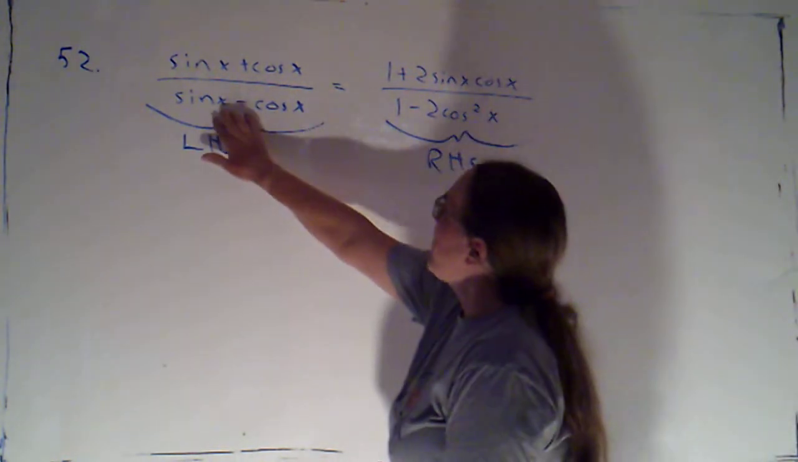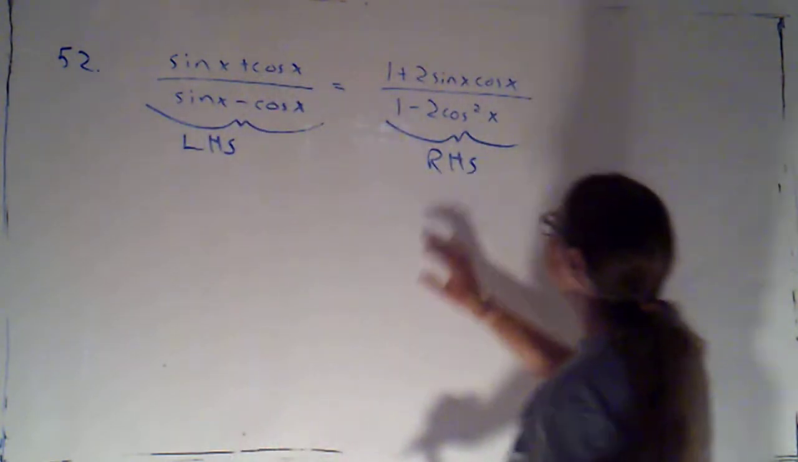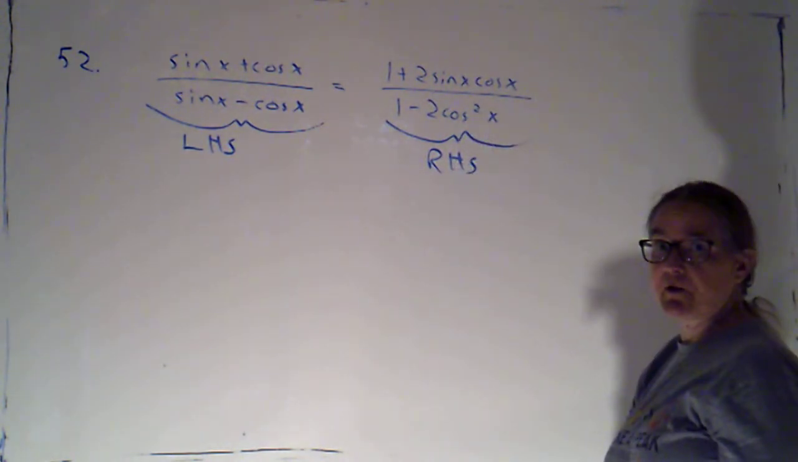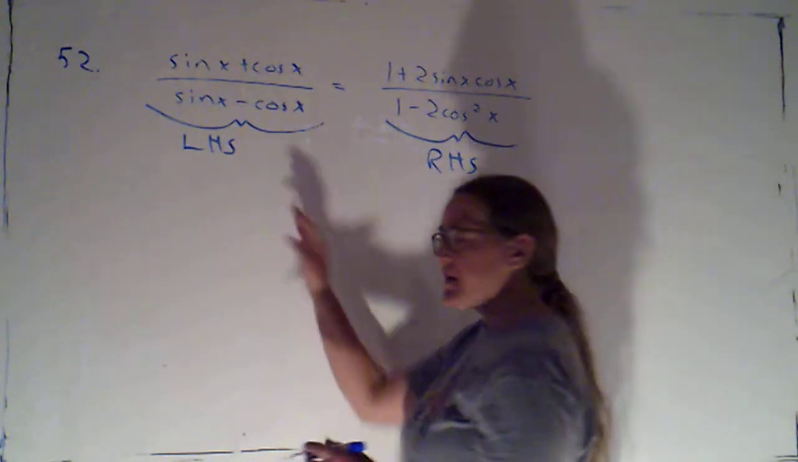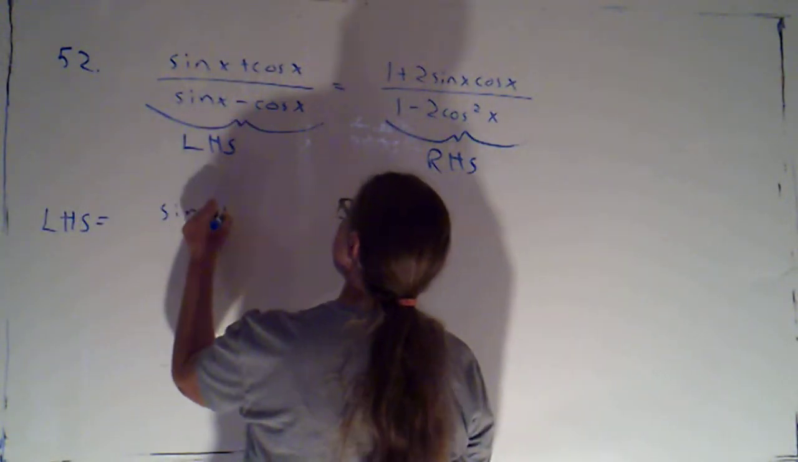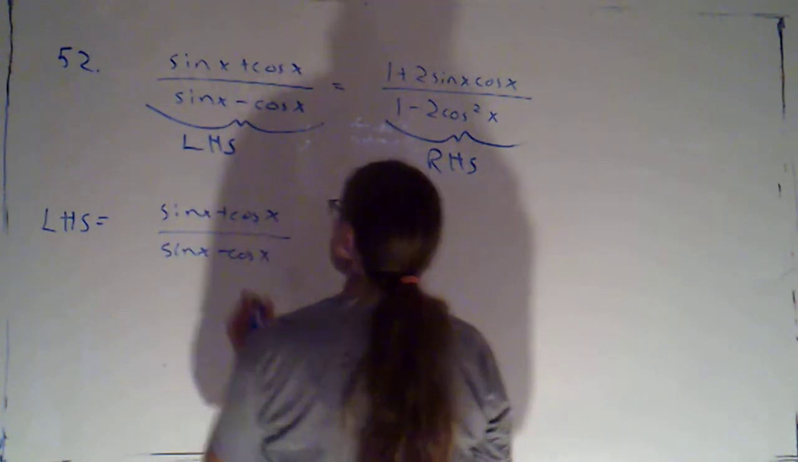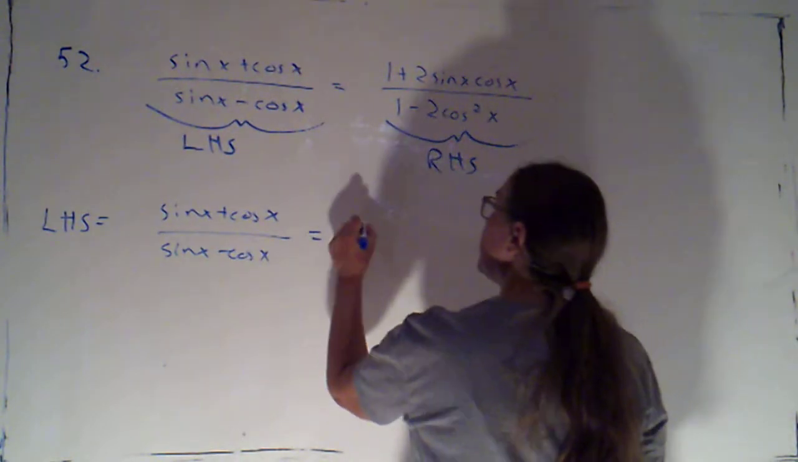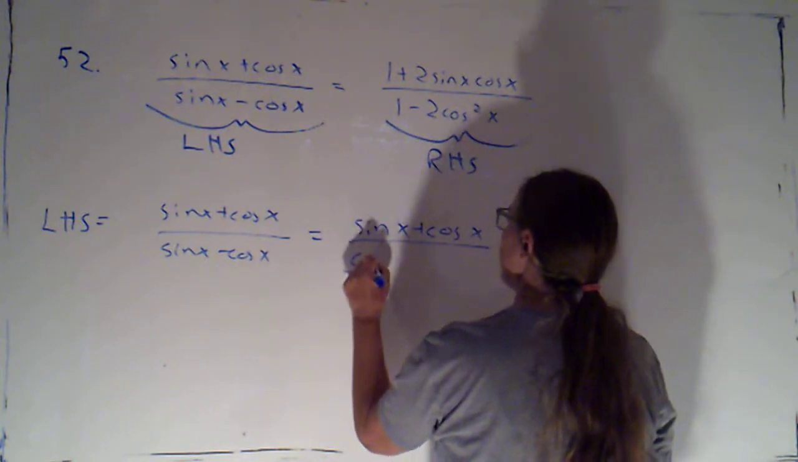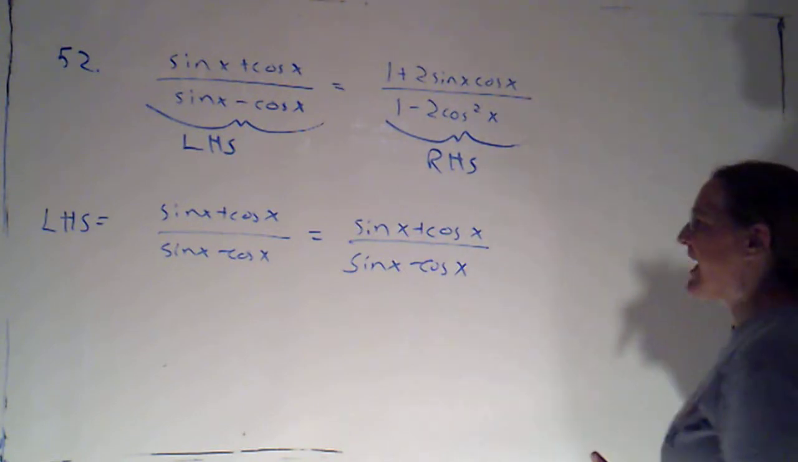I'm seeing here on the bottom, I've got sine x minus cosine x, nothing squared. Here, in this denominator, I've got some cosines squared. What I'm going to do is start with this left-hand side. So that's sine x plus cosine x over sine x minus cosine x. And I'm going to multiply that by 1 in a very specific form. I'm always allowed to multiply by 1. That changes the way things look without changing their value.